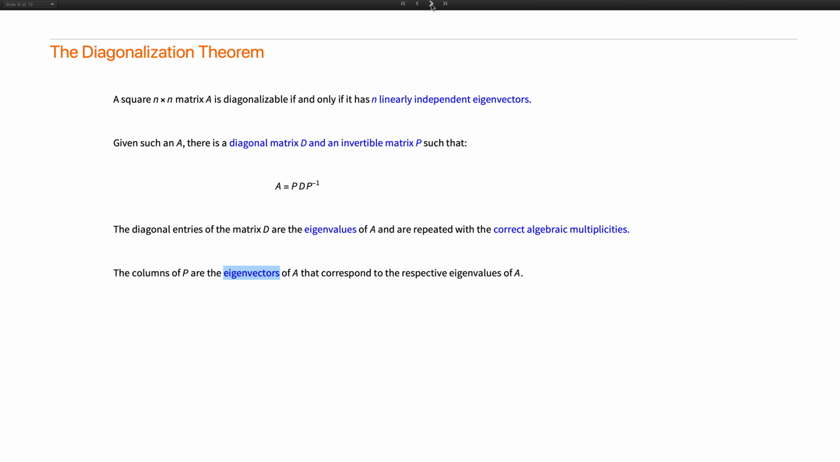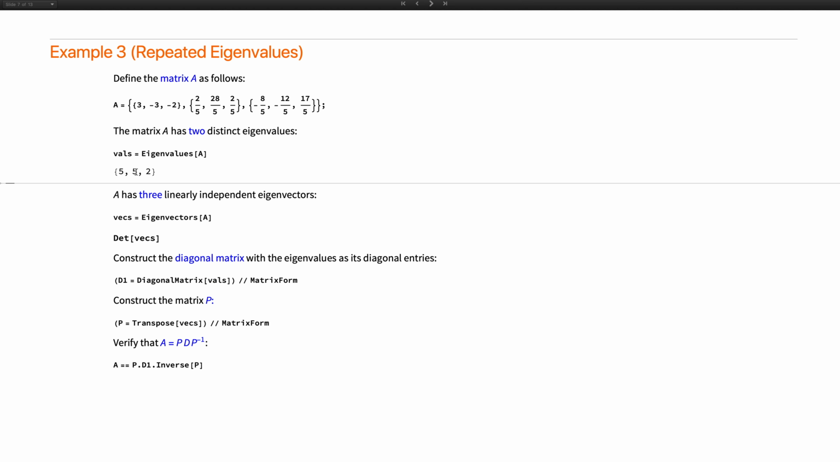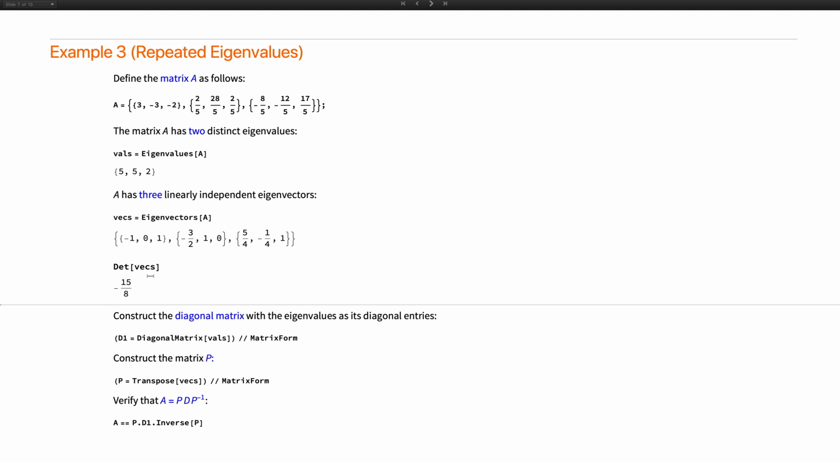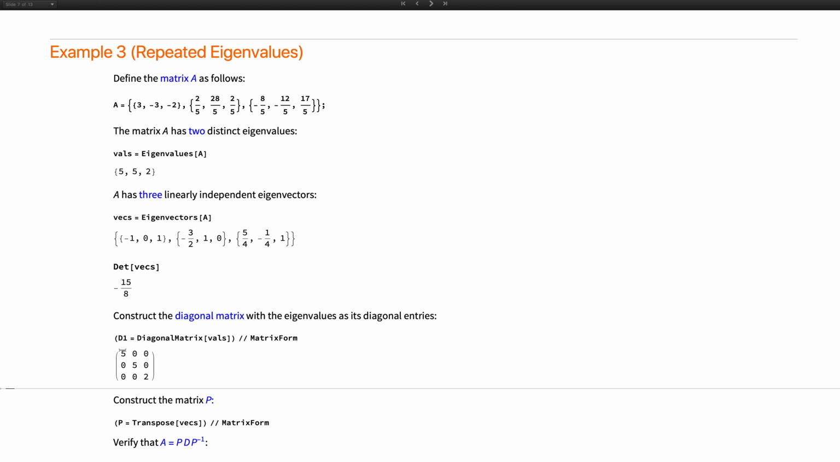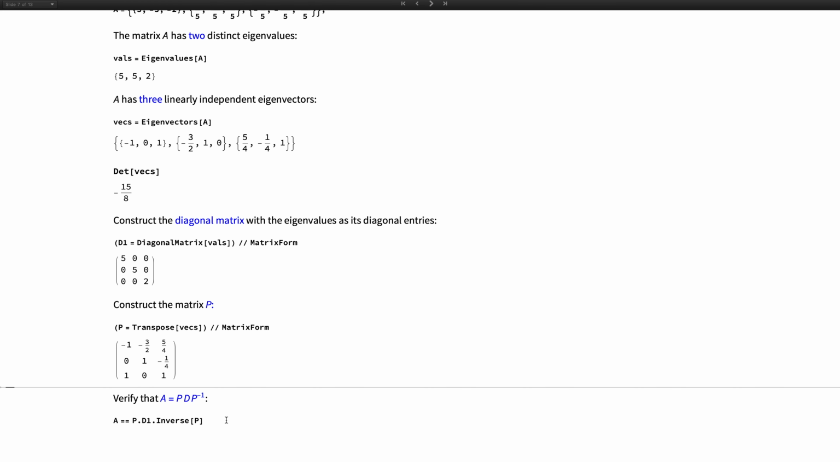As an example, here is a 3 by 3 matrix. Look at the eigenvalues. There are only two of them really, 5 and 2, with one of them repeated. But fortunately, we find that there are 3 eigenvectors, and in fact, they are linearly independent, as you can see from the determinant. So we construct the diagonal matrix, making sure that you have the correct algebraic multiplicity here. So you've got 5, 5, and 2. Construct the matrix P. And finally, let's check that A is equal to P times D times P inverse.